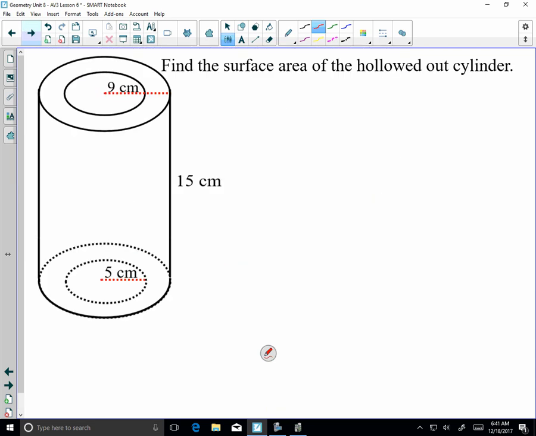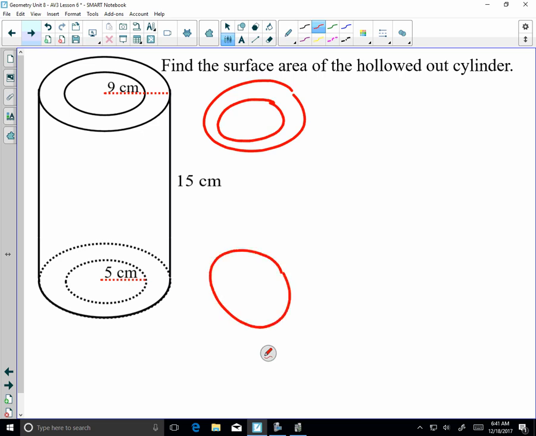Okay, so now, taking a look at an application of this, we want to find the surface area of the hollowed out cylinder. So what we have is a cylinder, top and bottom. Top and bottom are annulus or washers. So we're going to have to find the area of the washer.